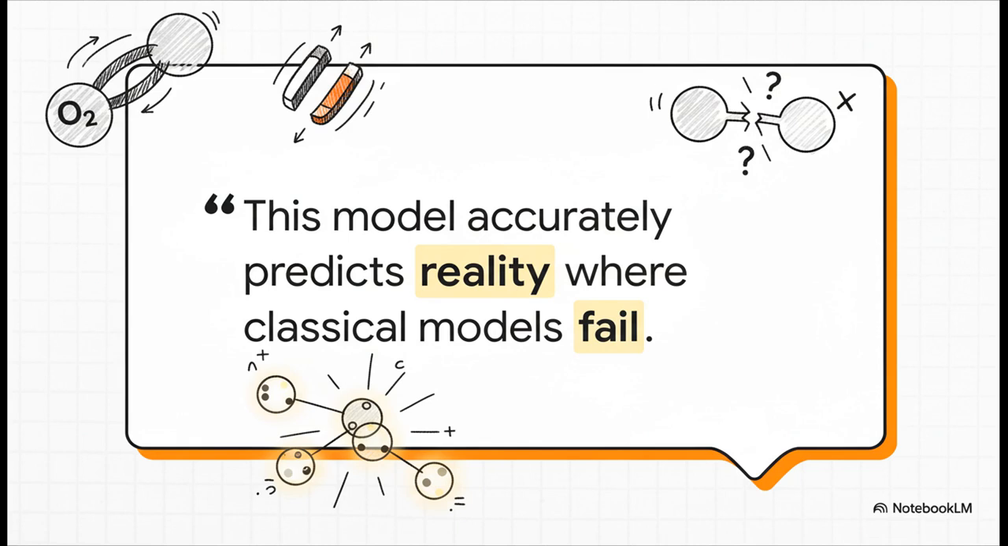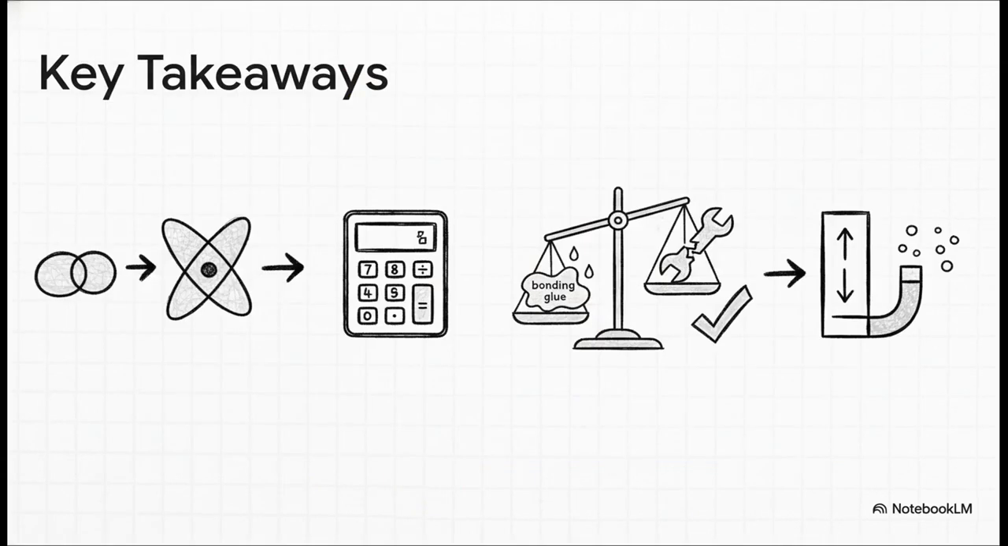And this is why this theory is such a game changer. It's not just a bunch of abstract rules. It's a predictive powerhouse. It gives us the right answer for oxygen's bond. It's a double bond, and it correctly predicts its magnetic behavior, which, again, no other simple model can do. It's just incredible.